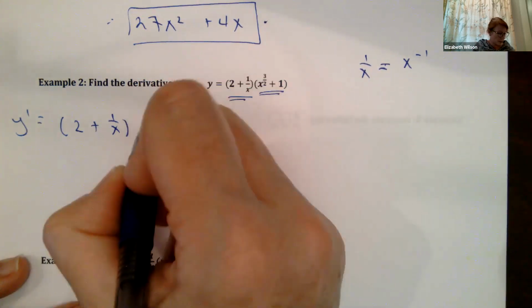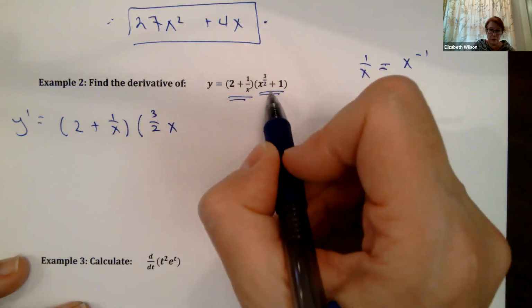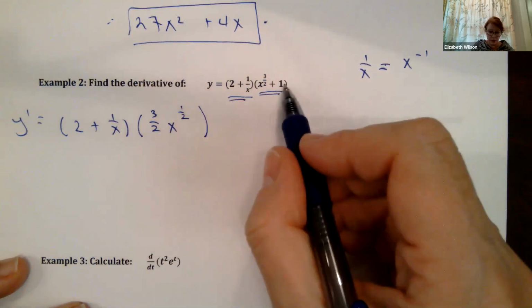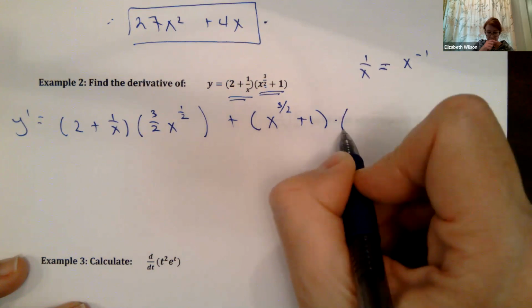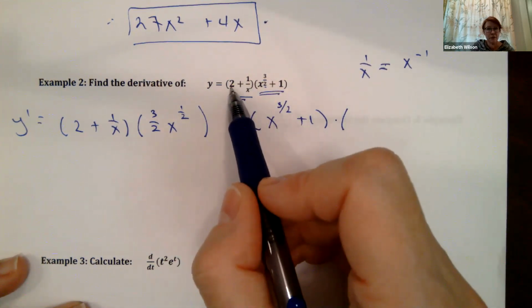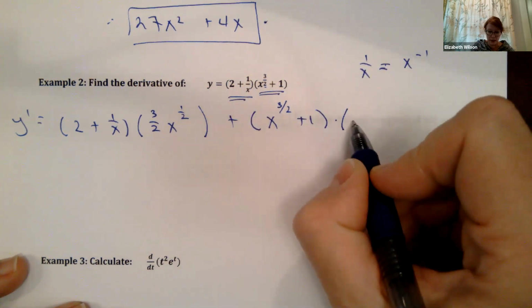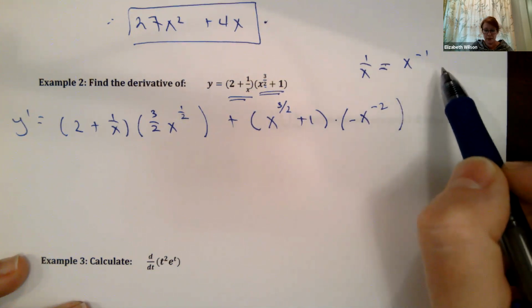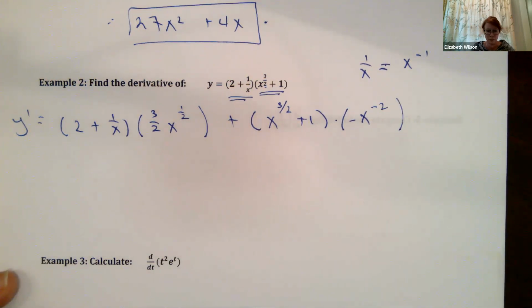So 2 plus 1 over x times the derivative of the second. So 3 halves x to the, remember, 3 halves minus 1 is going to equal 1. The constant term becomes 0, plus my second function, 3 halves plus 1, times the derivative of the first. So I take the derivative of each term. The derivative of 2 is equal to 0, plus this derivative here, which is going to be minus x to the minus 2, by my power rule. I bring down the 1, so I get minus x, but I subtract 1 from my exponent, so that's minus 2. Now I get to do all sorts of fun algebra of combining all these like terms.